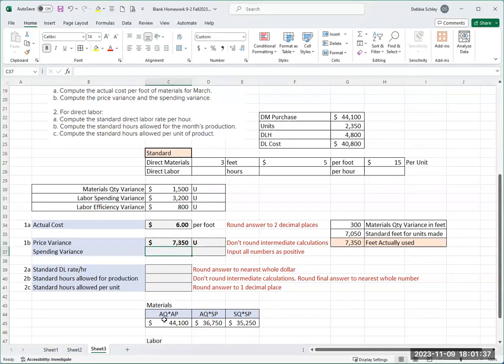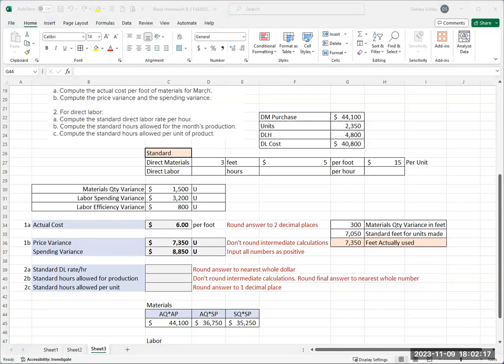And then spending variance. Remember, spending variance is the first one minus the third one. So the actual spending minus the standard. And actual is more than the standard. And so I spent more than I planned on. So that is unfavorable. And remember to read all the red words on how to input your answers so you get it right. Okay, so required 1 is done. That was all about the materials.